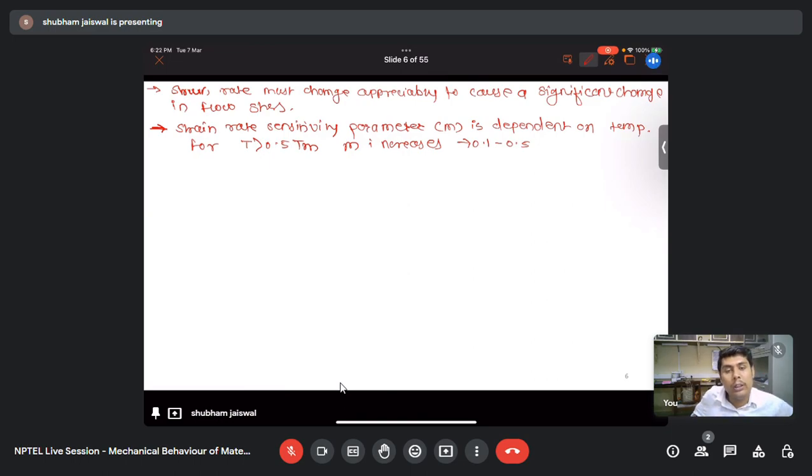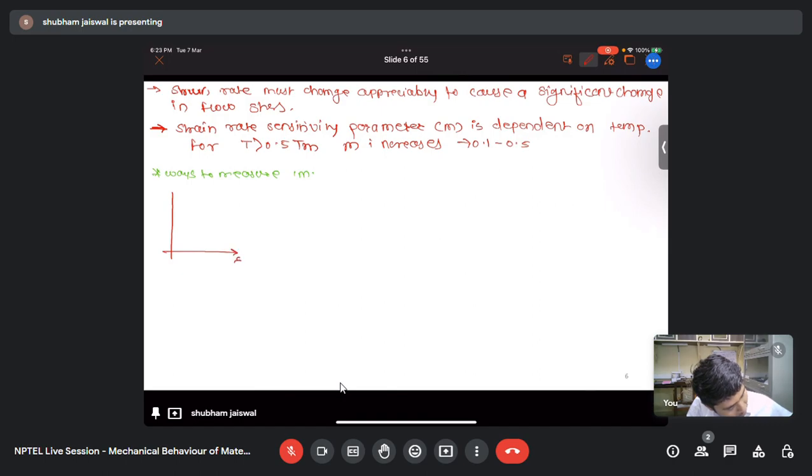So now if I want to measure the strain rate sensitivity parameter m, how can I measure it? Any guesses? So we can measure the value of m in two ways. One is performing uniaxial testing with two different strain rates, or two different tests. And the second one is performing one test itself, but with two strain rates. That is the strain rate jumping test.